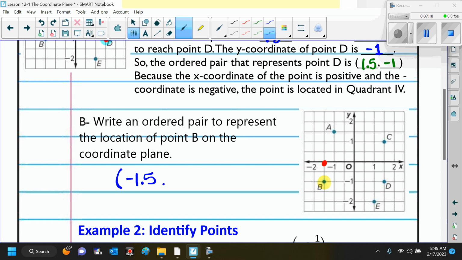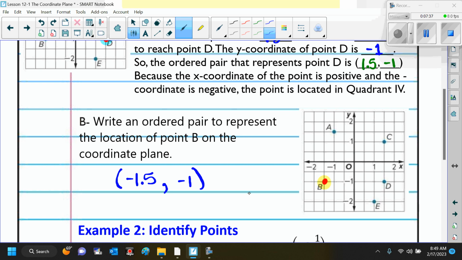And I'm okay with you using decimals. You can say -1.5. And then we want to go down again, and because we're going down for the y coordinate, the coordinate's going to be negative. So that's 1/2 and 1, and there we are at B, so that's going to be a -1. And those are your ordered pairs.